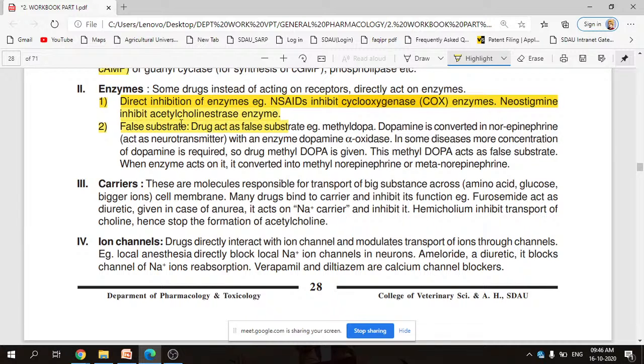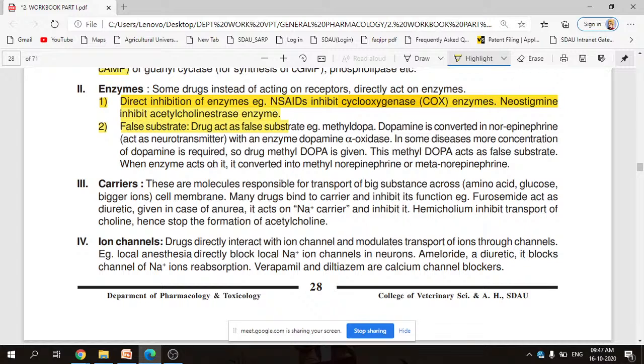Now another one is the false substrate. A drug acts as a false substrate. Say, for example, methyldopa. Dopamine is there inside the body. Dopamine is an endogenous ligand which has the capacity to bind with the receptor.